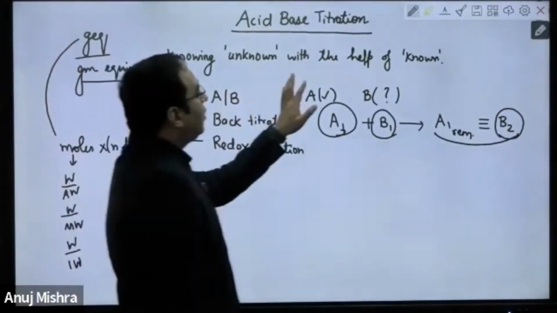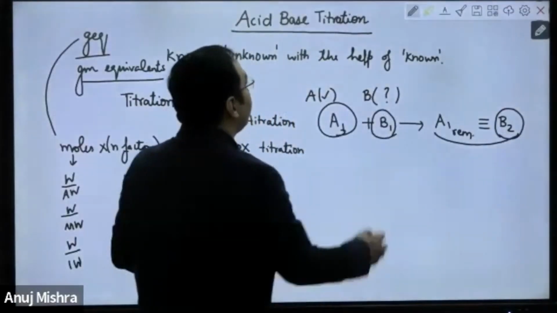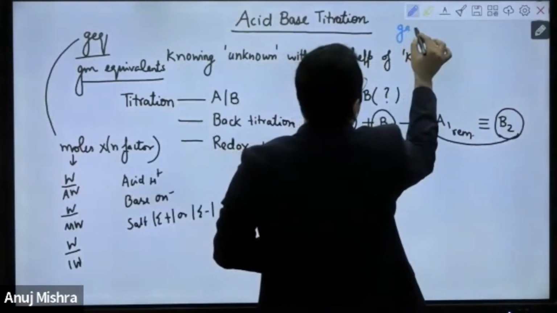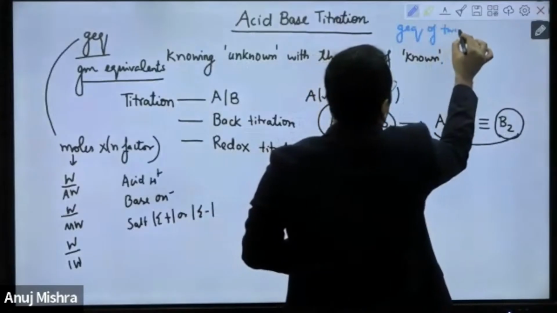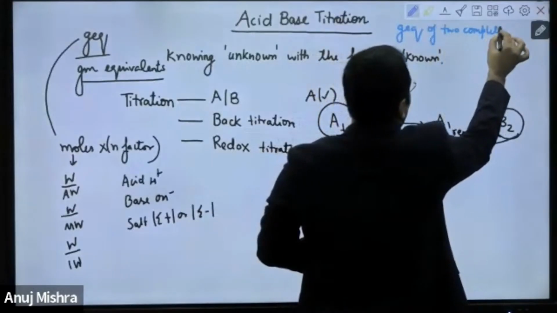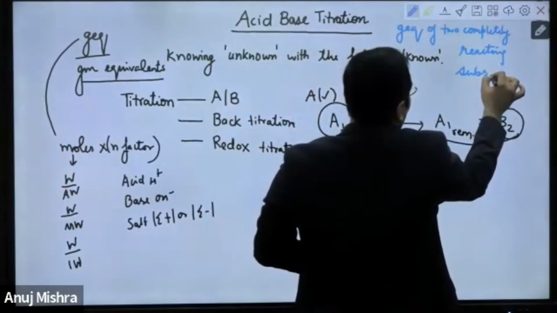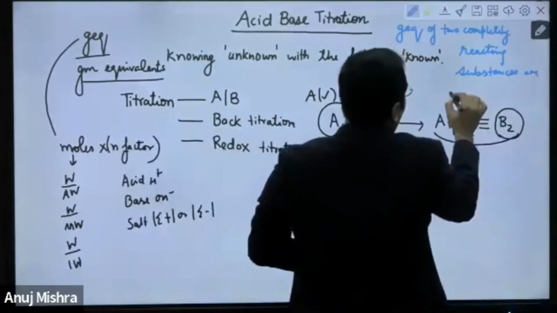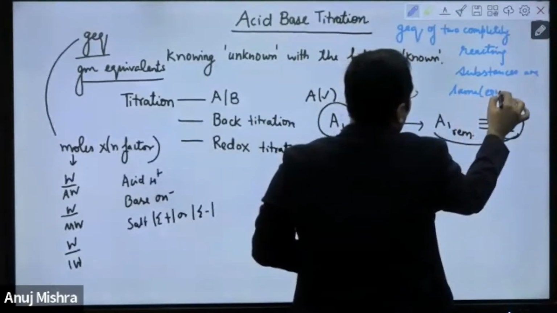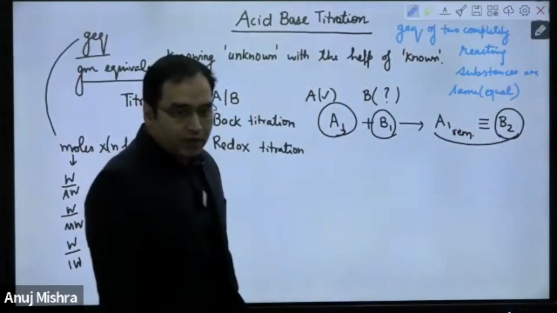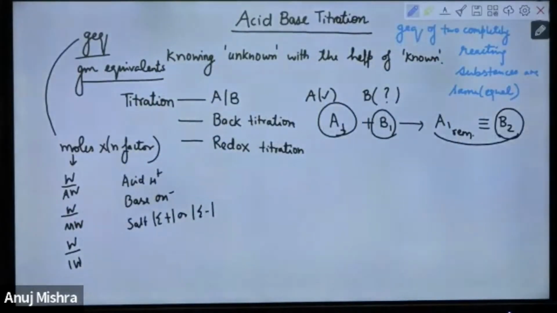And gram equivalents of two reacting things are always the same. Just write on the slide: gram equivalents of two completely reacting substances are the same or equal. This is basically the rule, okay? The name itself is gram equivalent, the quantity which is equal for two different things. Is that okay? So gram equivalent is the same for two reactant substances. If A and B react, what will be the gram equivalents of both? They will be the same. Any problem in this part?